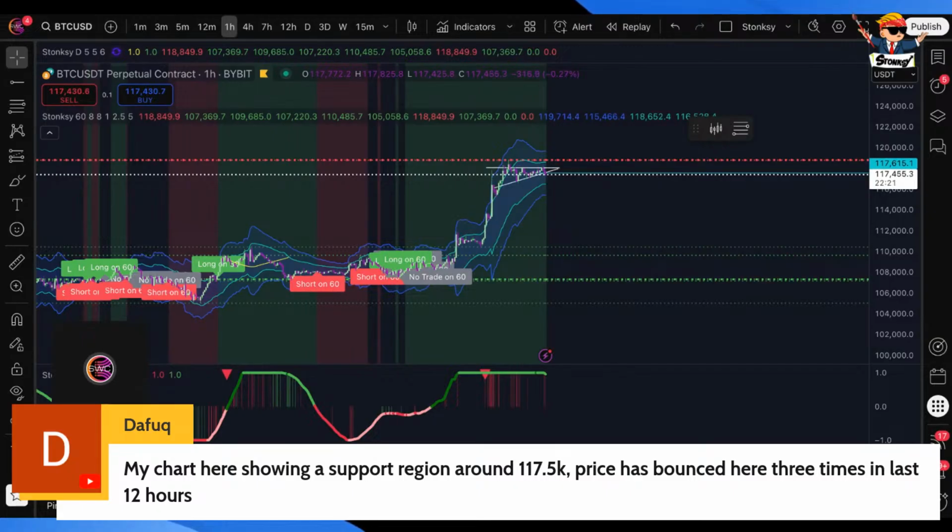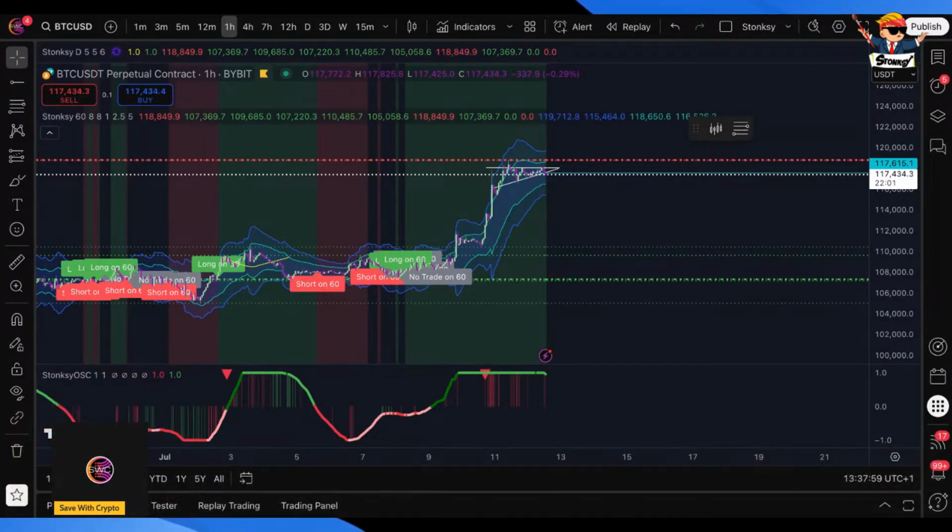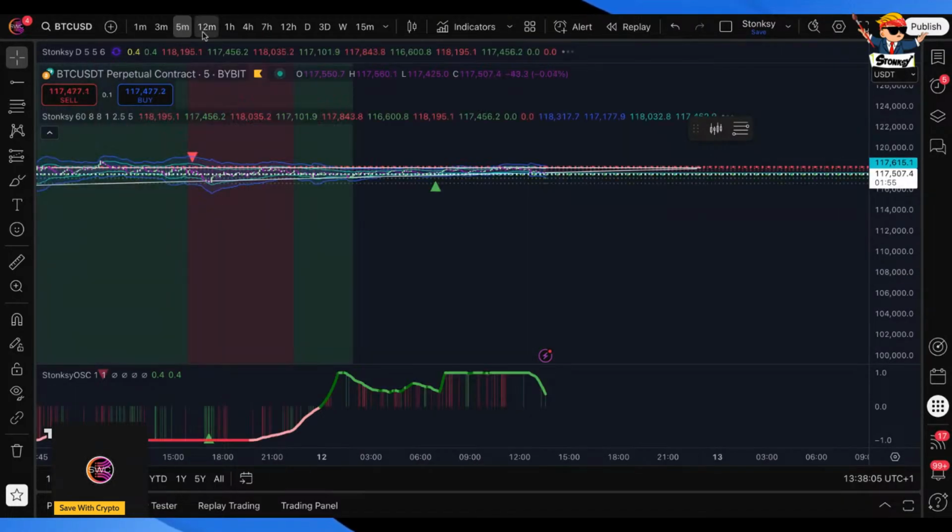Excellent. My chart here showing a support region around 117.5. Price has bounced here 3 times in the last 12 hours. 117.5. Okay, let's have a look at that. Oh, I lost my cursor now. 117.5. Let's zoom in a bit.